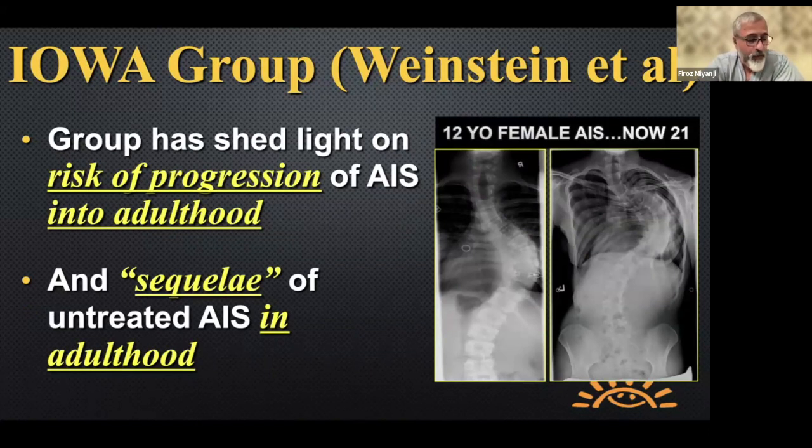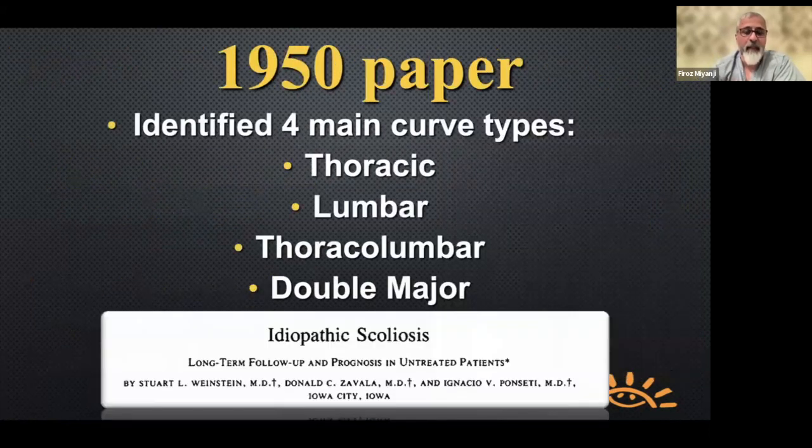The other thing that the Iowa group also introduced to us is this idea of what would happen, what are the sequelae that many of our patients may face if you leave AIS untreated into adulthood. And so the first paper they came out with was down in 1950. And it's really important because I think we started talking about curve types, right? A thoracic, lumbar, thoracolumbar, double major.